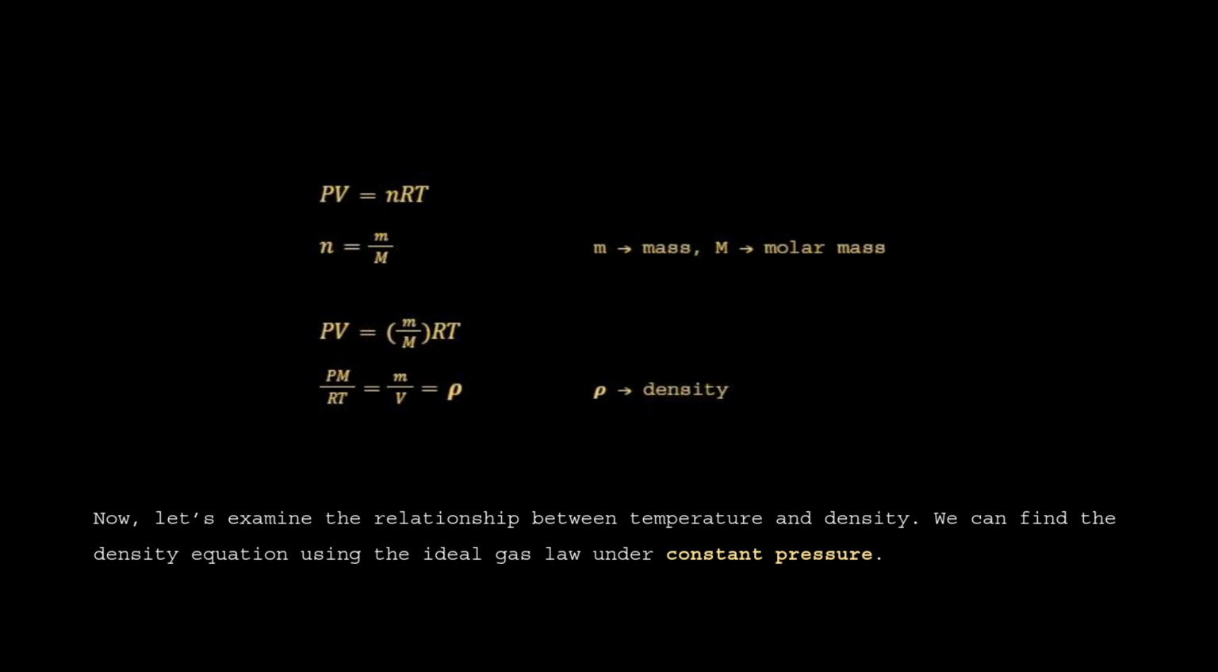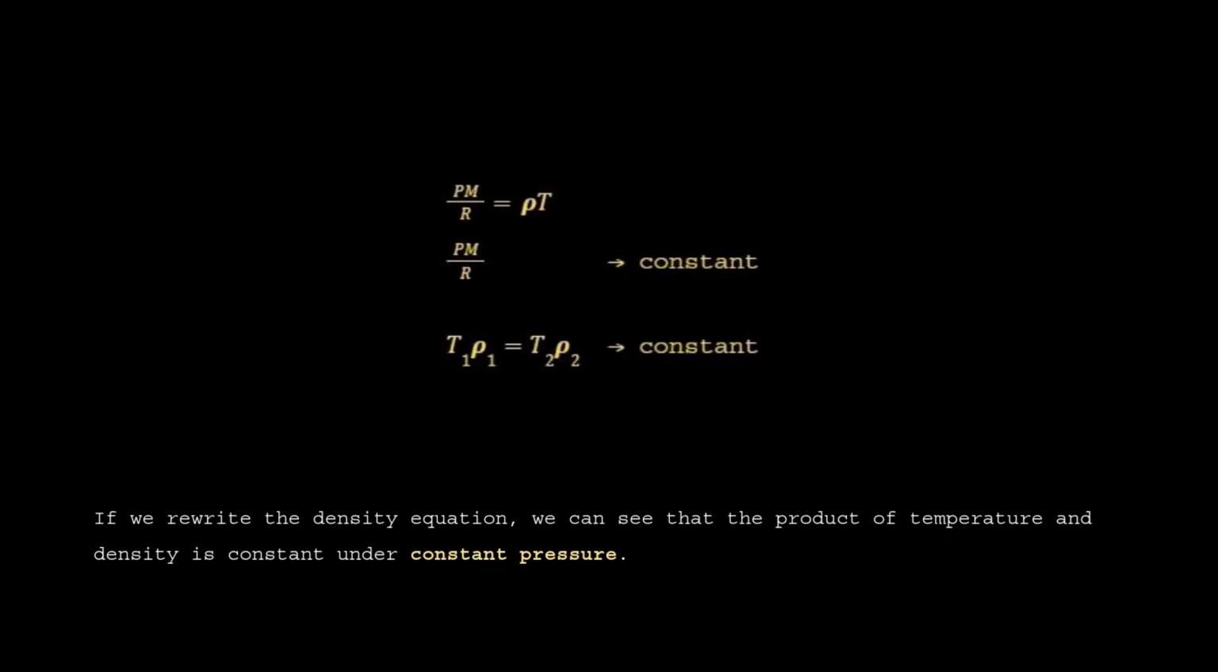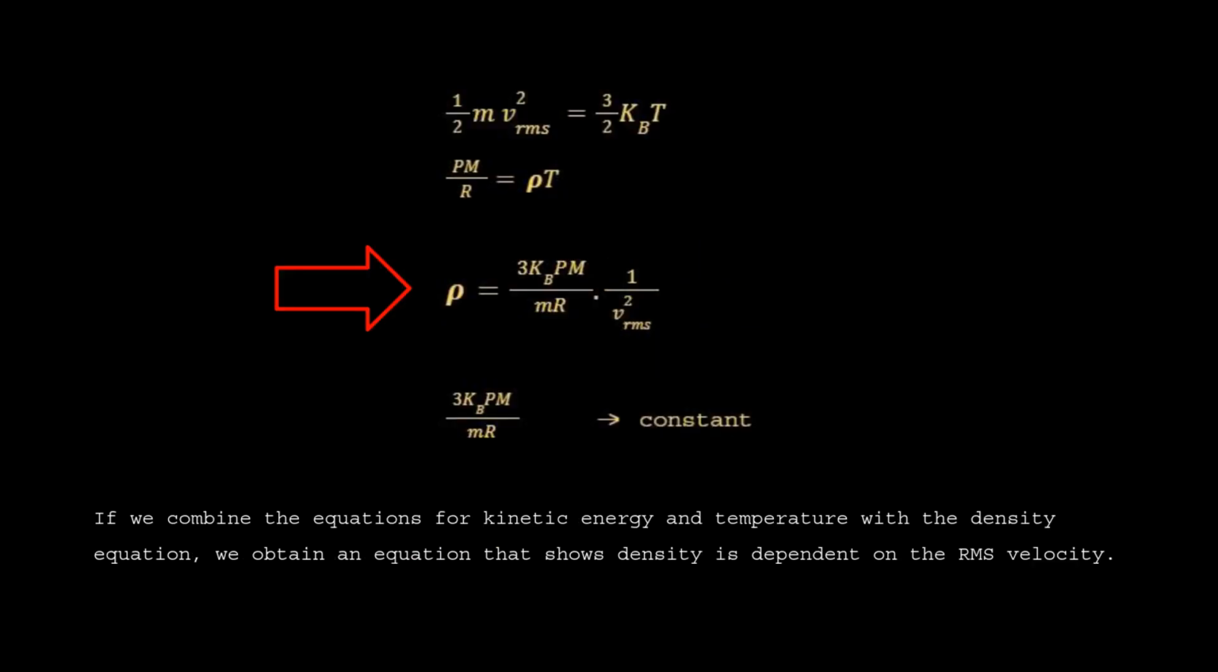Now let's examine the relationship between temperature and density. We can find the density equation using the ideal gas law under constant pressure. If we rewrite the density equation, we can see that the product of temperature and density is constant under constant pressure. If we combine the equations for kinetic energy and temperature with the density equation, we obtain an equation that shows density is dependent on the RMS velocity.